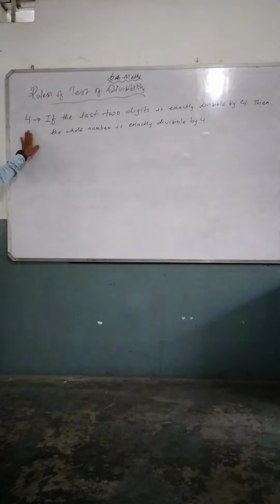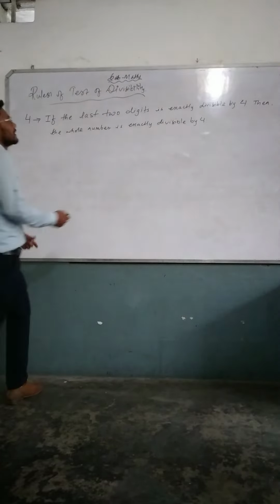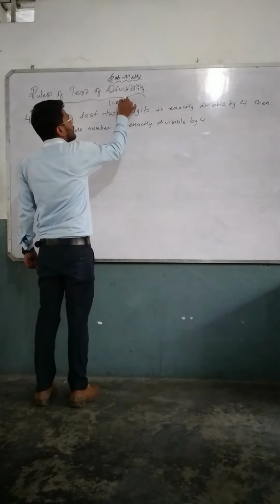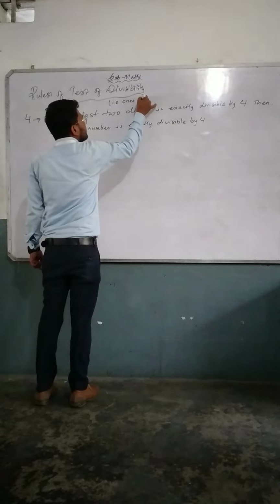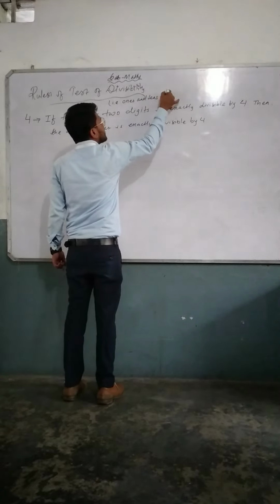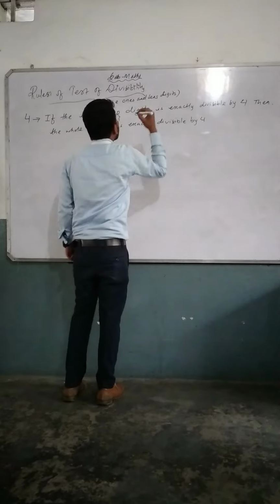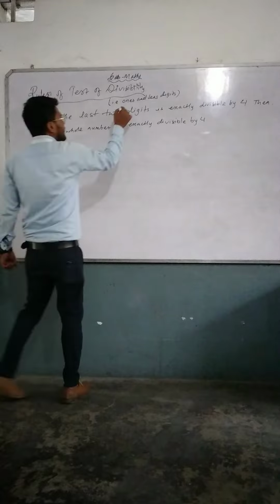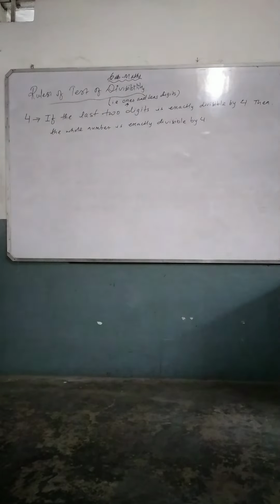Now for 4, this is the rule. If the last 2 digits, that means you have to see the ones and tens digits. Already you have learned the place names of the numerals, isn't it? If the last 2 digits are exactly divisible by 4, then the whole number is exactly divisible by 4.